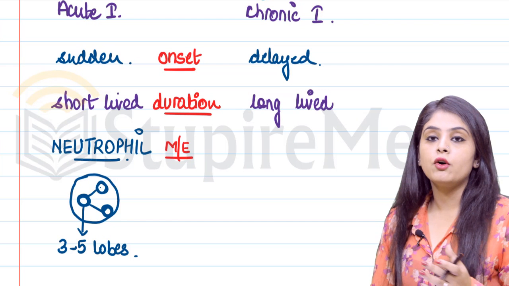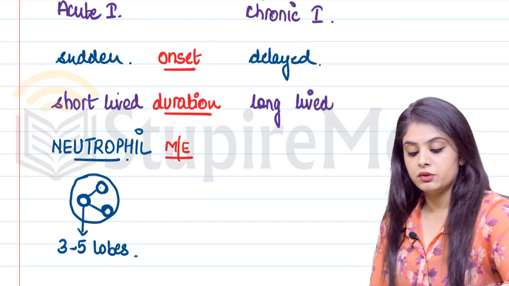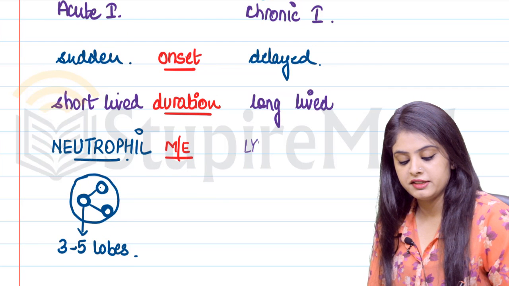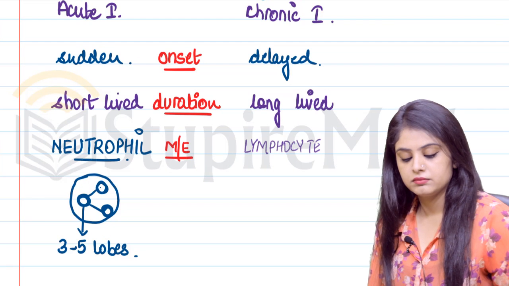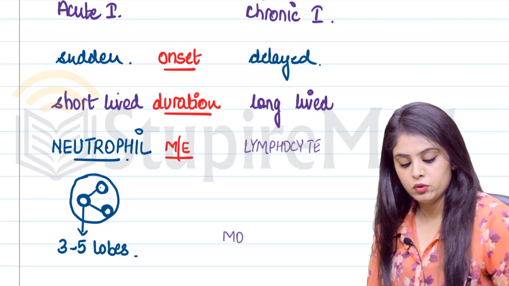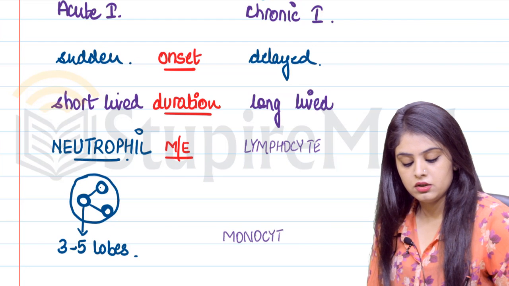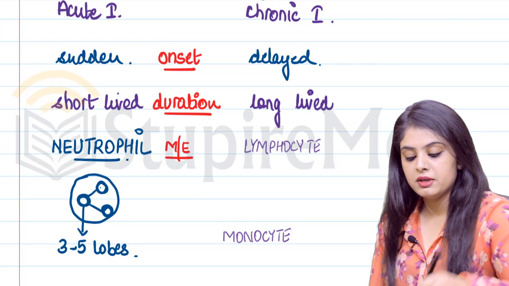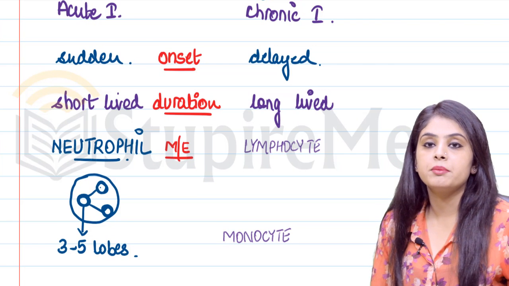Similarly, what are the cells of chronic inflammation? So remember, for chronic inflammation, we have one very important cell, that is the lymphocyte. And we have a cell that is the monocyte. So lymphocyte and monocyte. Now students, remember again, how does a lymphocyte appear?